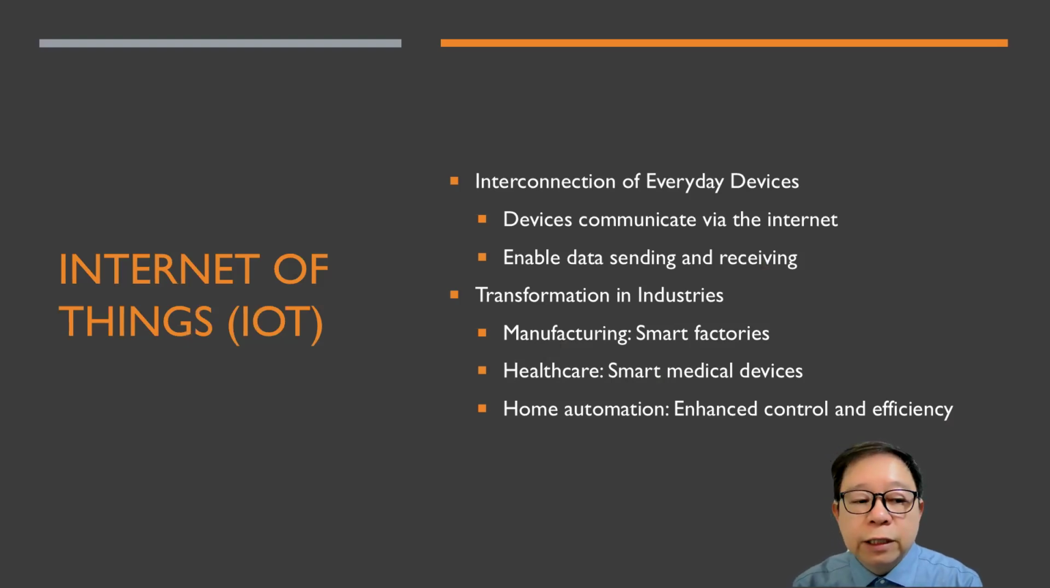IoT, the full name is called Internet of Things. It's the interconnection of everyday devices. The devices communicate via the internet. It enables data sending and receiving. It's changing the whole entire industry now. So industry has implemented a lot of smart devices. So it's what we call a smart factory. Healthcare also involves smart medical devices. Even for our home, right? The home automation, we can use it to control and improve the efficiency as well.